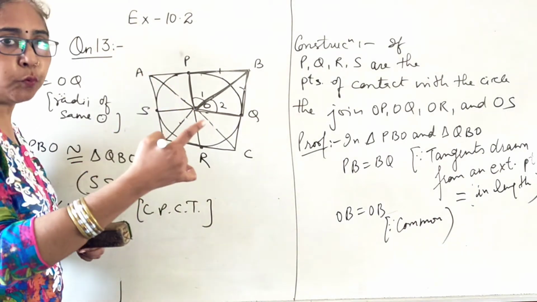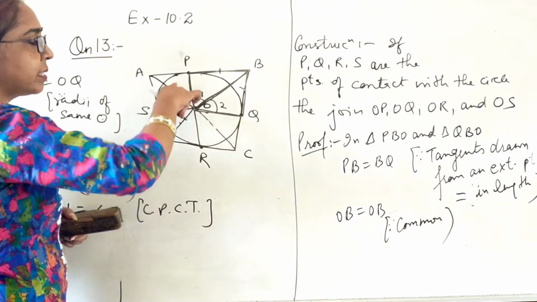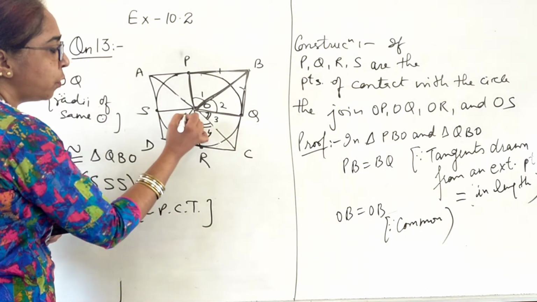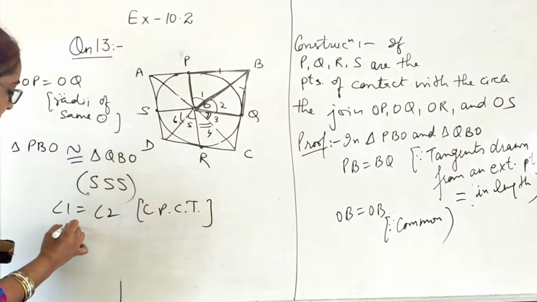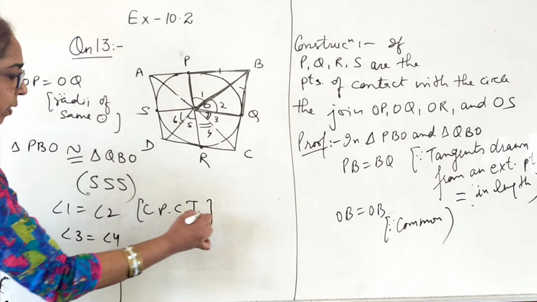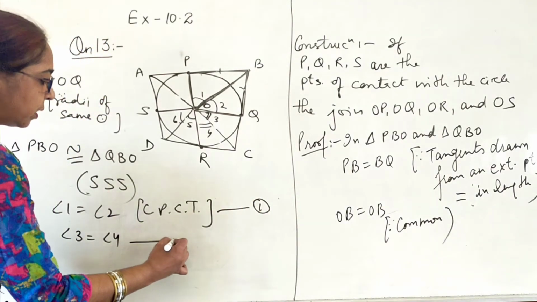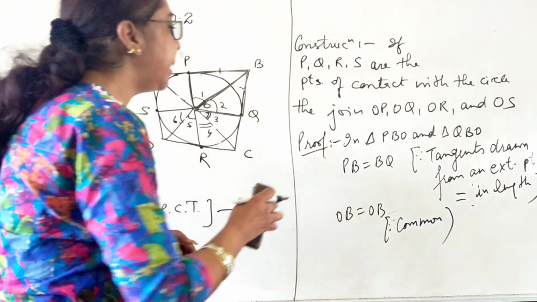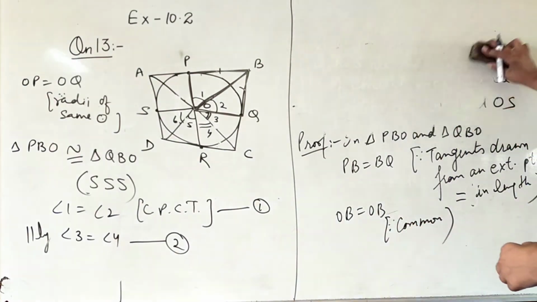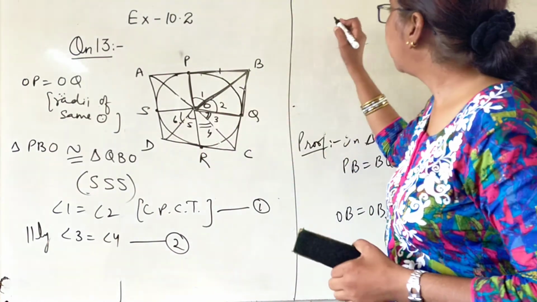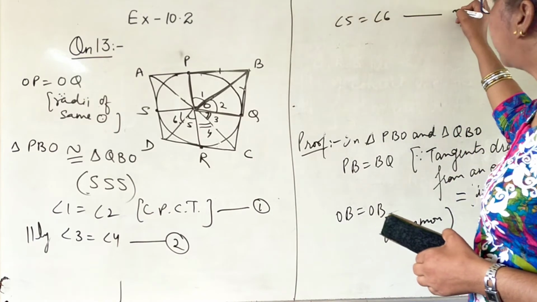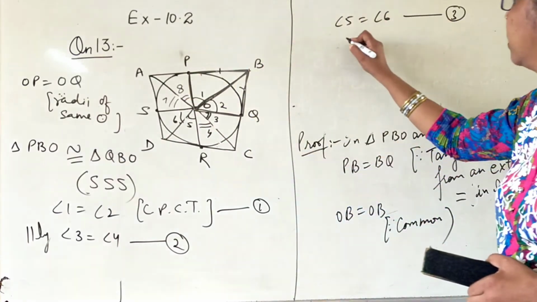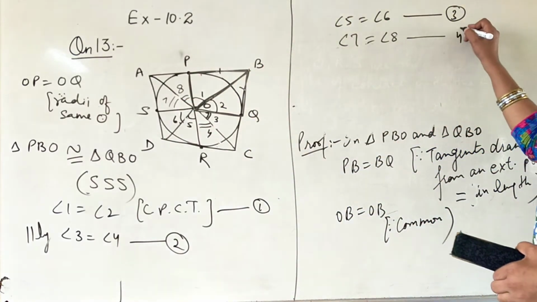Similarly, you can prove this in the rest of the triangles in just the same way. Okay, I can do that. 3 equal to 4, 5 equal to 6. I will write it here. 3 equal to 4. Let's say this is number 1: 1 equal to 2. Then 3 equal to 4 is number 2. And I have to write similarly, and then 5 equal to 6, this is number 3, and 7 equal to 8. Okay, so this is number 4.